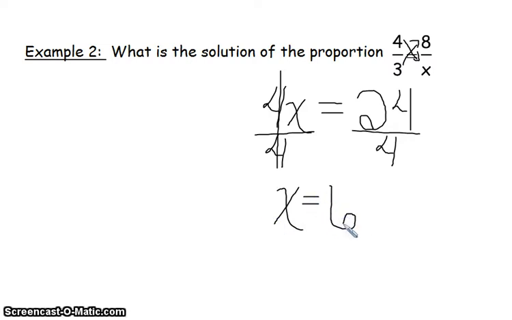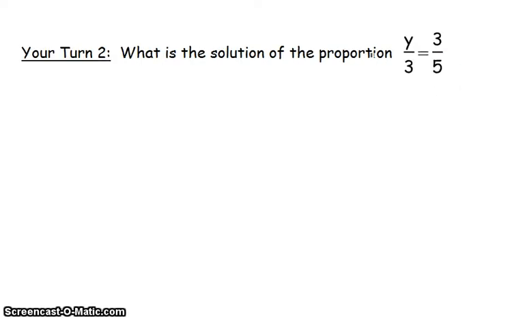So x is 6. And you can always plug your 6 in up here for your fraction and see, does 4 times 6 equal 3 times 8? And it does. 4 times 6 is 24. You could also look to see, does 8 over 6 reduce to 4/3? And that is also true. So different ways you can go back and check your solution to make sure that it is correct. So use cross multiplication, cross products, and solve this problem here on your own.